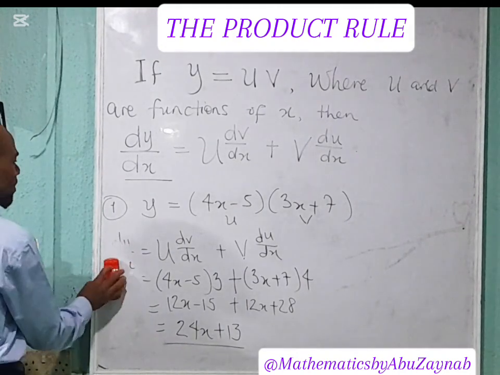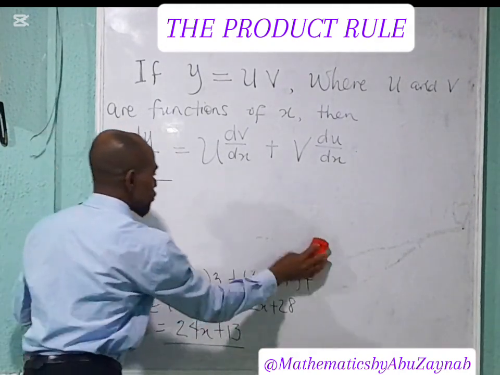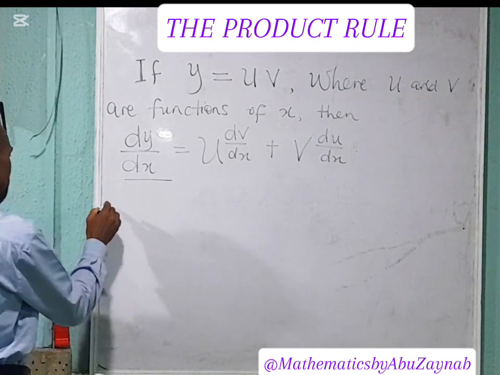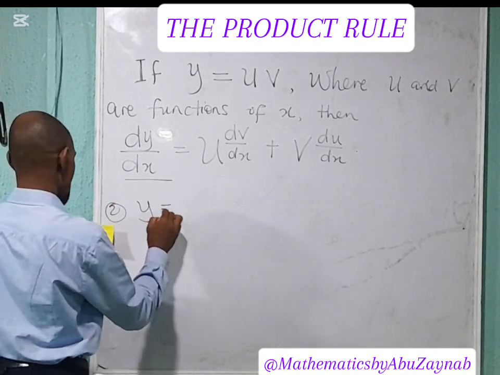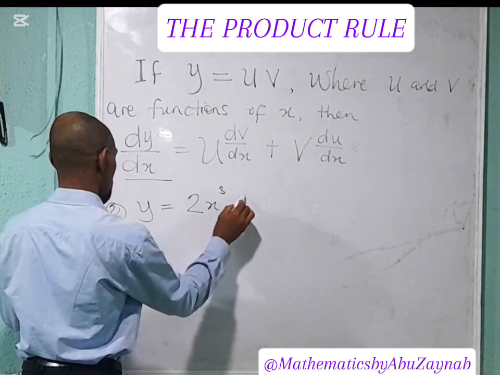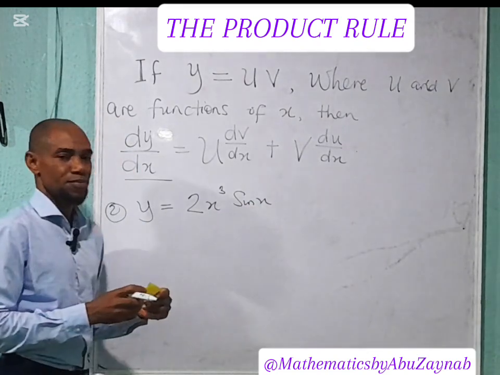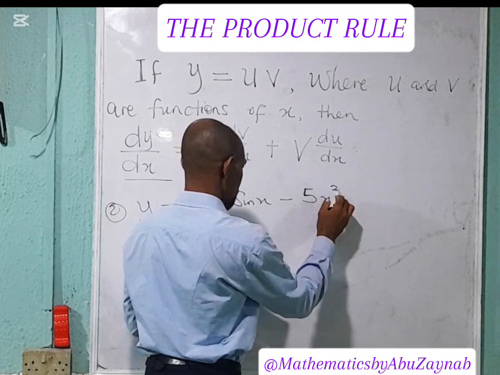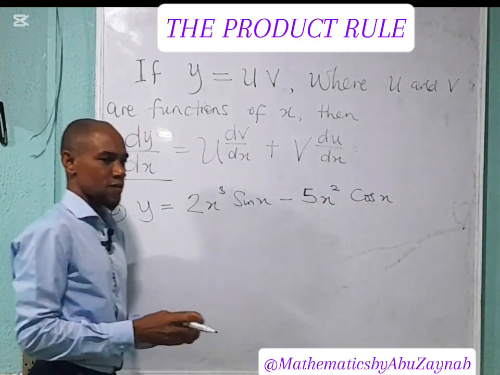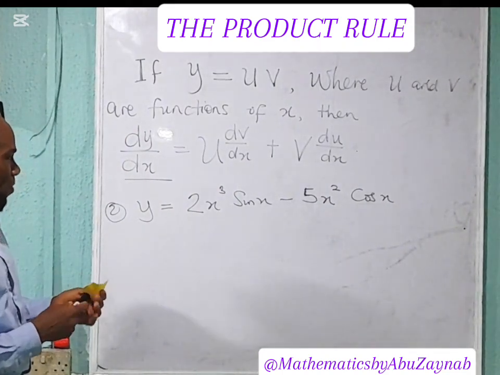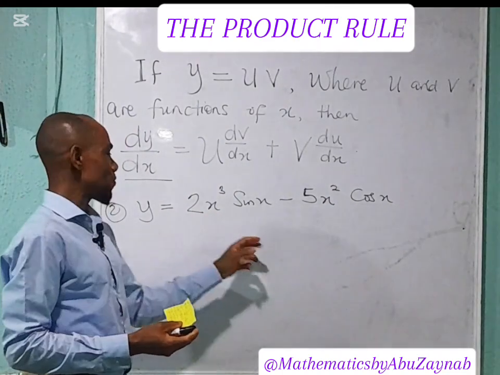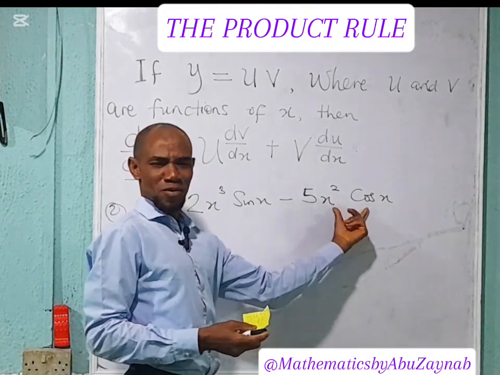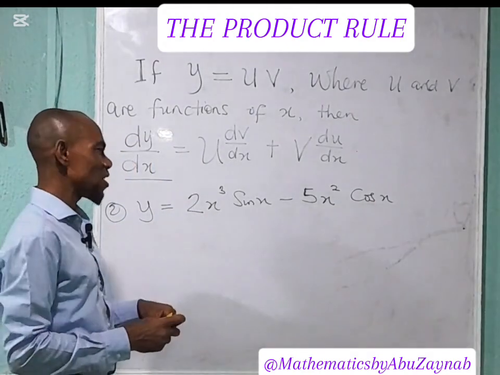Okay, let's take our second example, still on the product rule. This time around, we have y equals 2x cubed sine x minus 5x squared cos x. Now this is a tricky one because we have double product here. We have 2x cubed sine x as a product, then minus 5x squared cos x, another product. We have double product there, separated by minus. So how do we play this out?